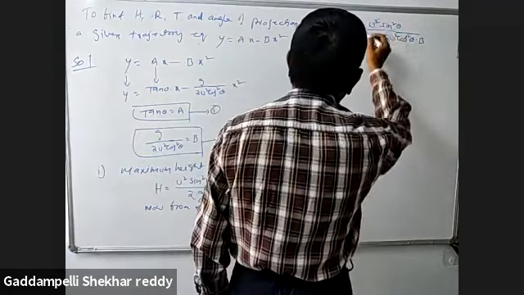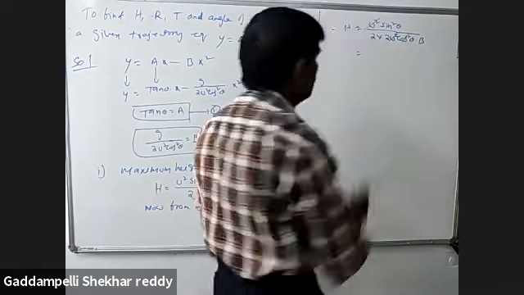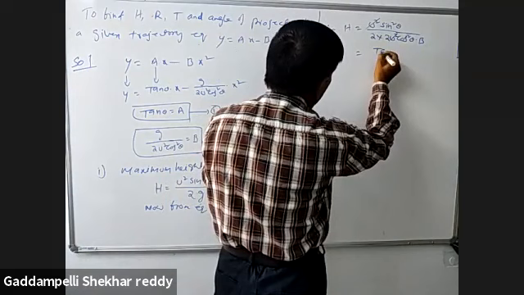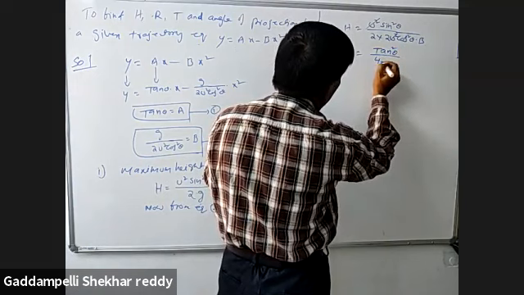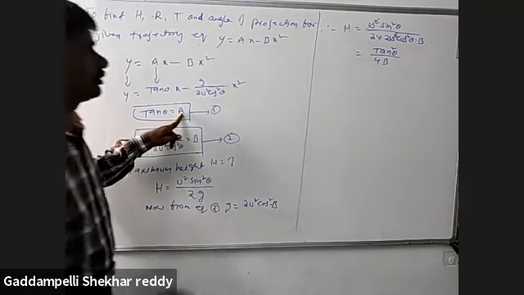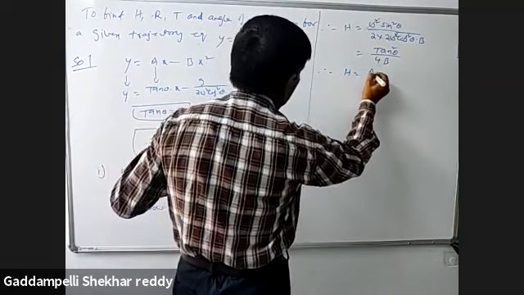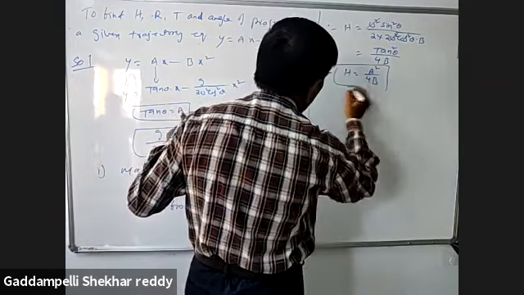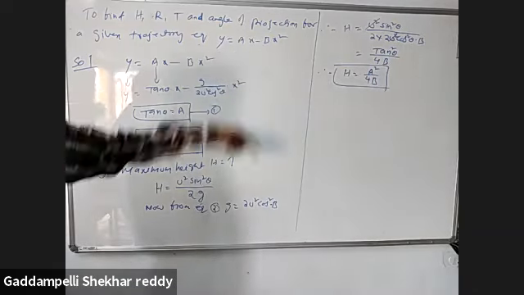So here u square gets cancelled. Sin square by cos square, that is sin theta by cos theta, is tan theta, so we get tan square theta by 2 into 4 into b. In equation 1, the tan theta value is a, so therefore H is equal to a square by 4b. This is the maximum height for the given trajectory equation y is equal to ax minus bx square.